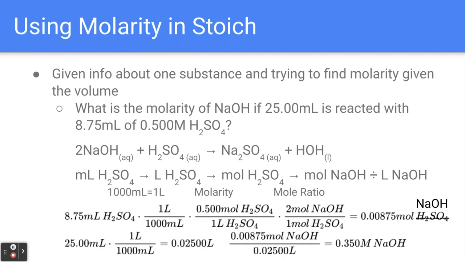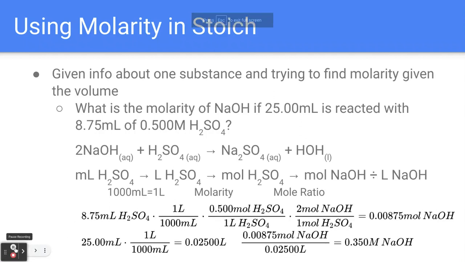sulfuric acid, get it into liters. Then we can get out of liters into moles using our molarity, and then the mole-to-mole ratio to get us into moles of sulfuric acid or sodium hydroxide. So then we take our milliliters and turn it into liters, and then take the moles of sodium hydroxide divided by the volume in liters, and we get 0.350 molar.